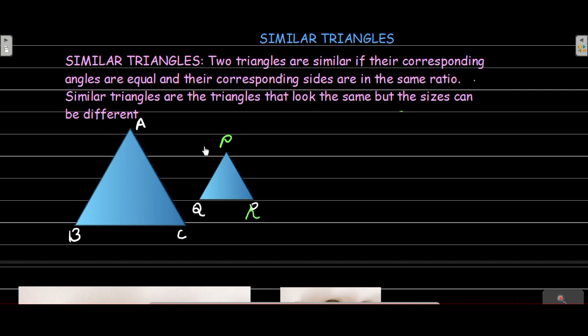Hello everyone, in this video we will be learning about similar triangles. Before going for the formal definition of similar triangles, we will just understand the concept in a simple manner: if you take two triangles, we can say that they are similar to each other if they have the same shape and may differ in size.